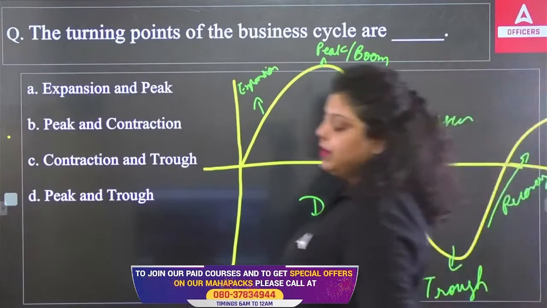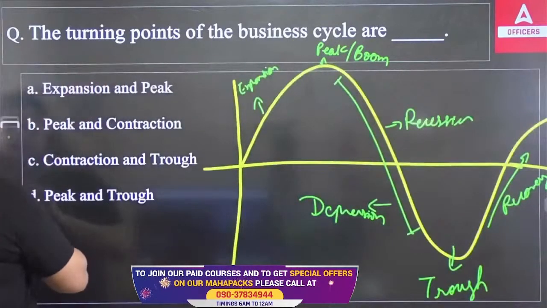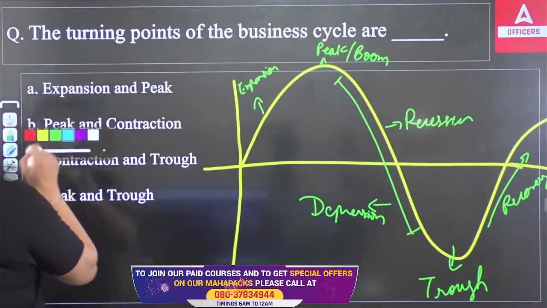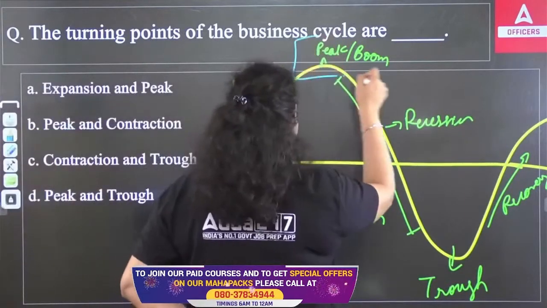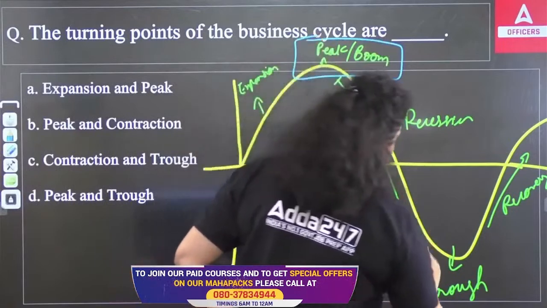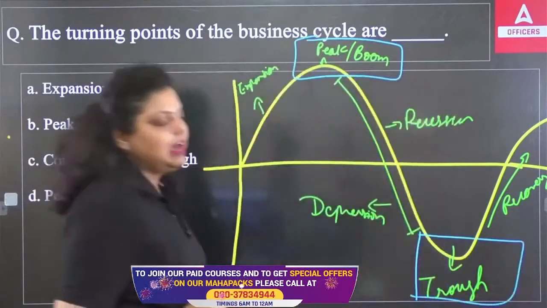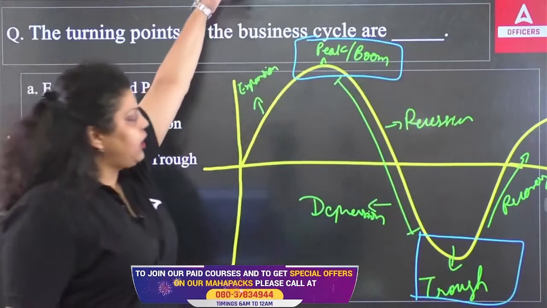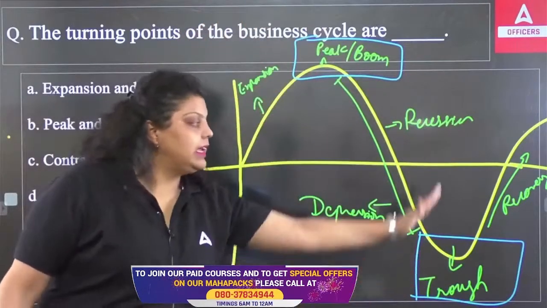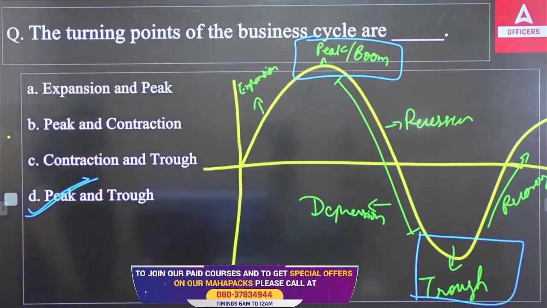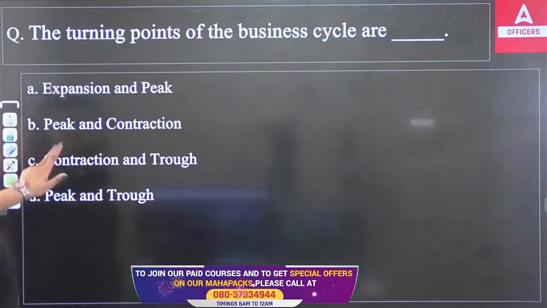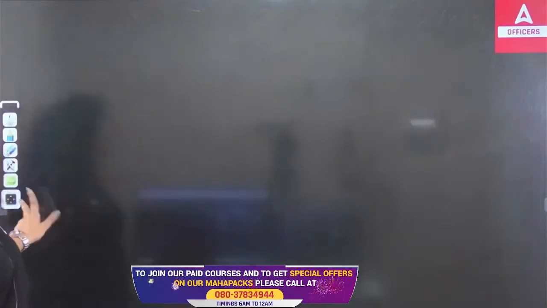So which of the following will be right in this situation? You can easily find that there are 2 places that have a turning point. So these 2 points are the turning points. Here the economy is immediately going into decline. Here the economy is recovering. So the right answer will be peak and trough. The right answer is peak and trough. Okay. So D will be the right answer. Next question.